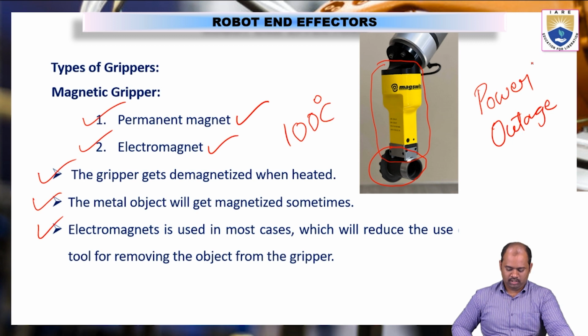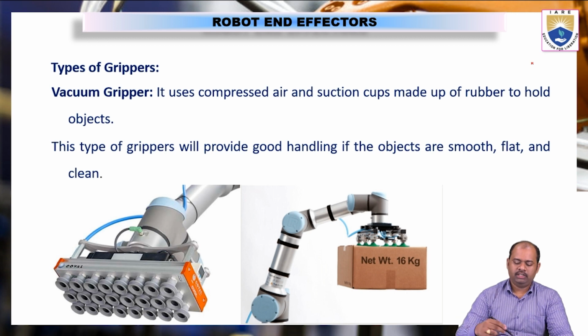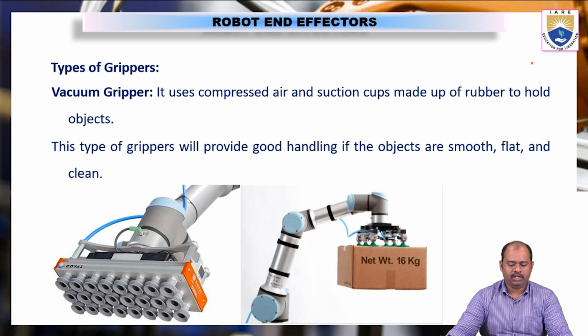Okay, so this is all about the magnetic grippers. Now we'll see vacuum grippers. Here we can see that the vacuum grippers use some kind of compressed air. They use compressed air and suction cups, which are made of rubber, to hold objects.